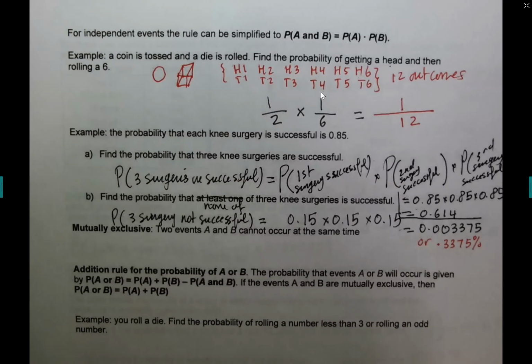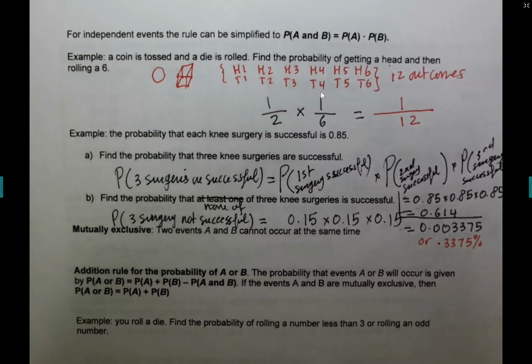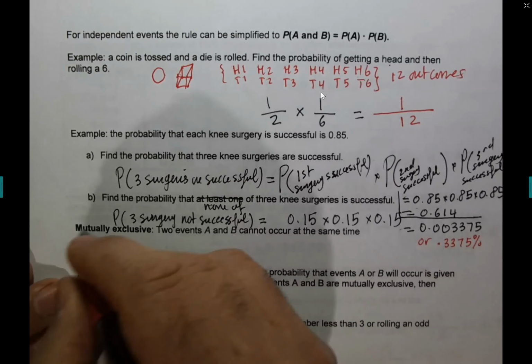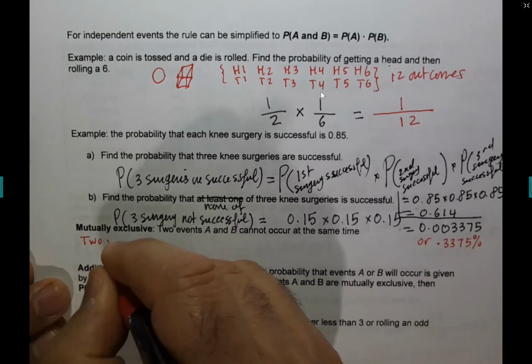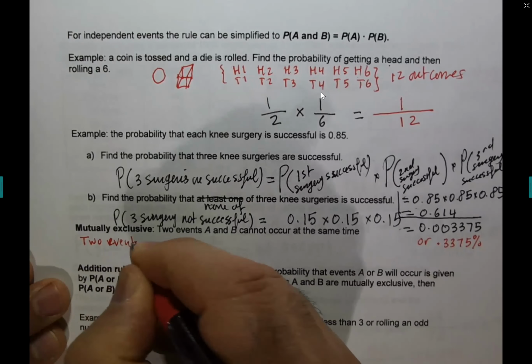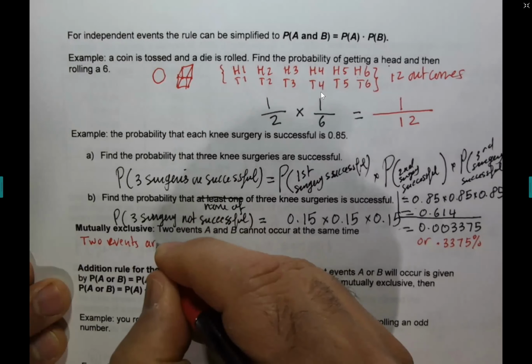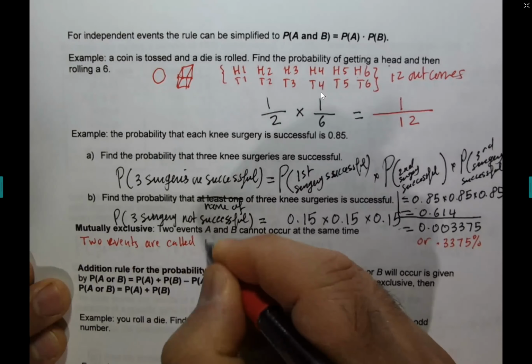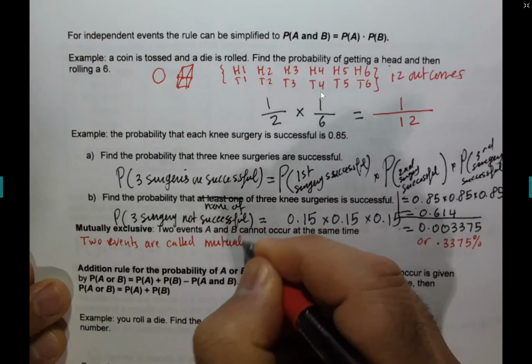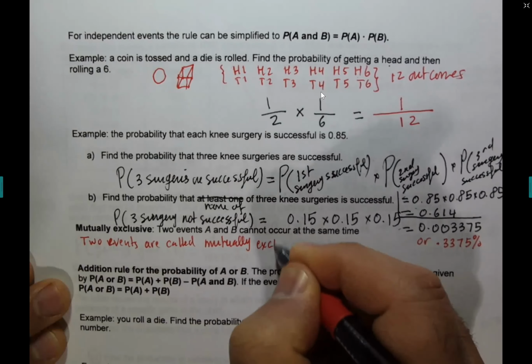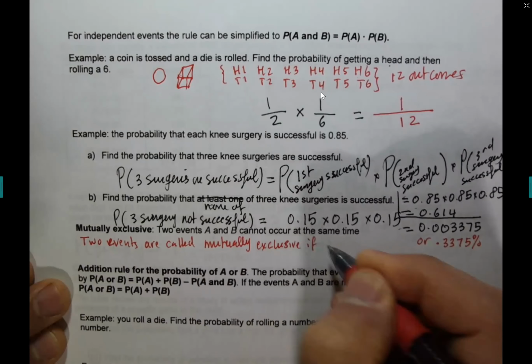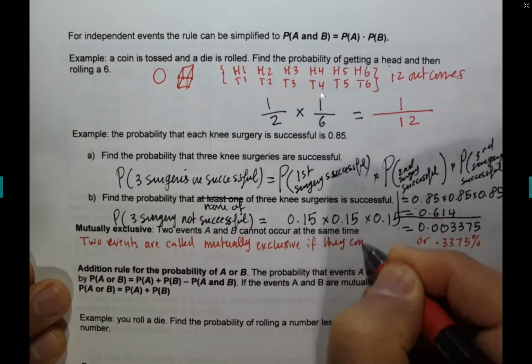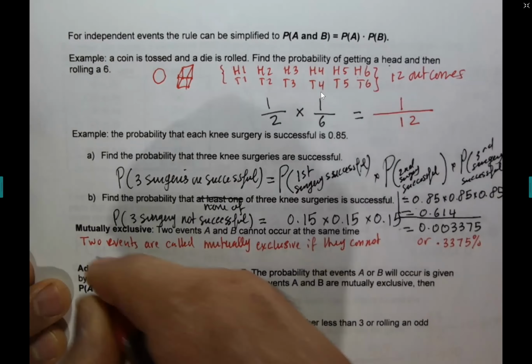Now we're going to learn about mutually exclusive events. We say that two events are mutually exclusive if they cannot happen at the same time. So I'm going to write it down again. Two events are called mutually exclusive if they cannot happen at the same time. And then I'll show you some examples from the book.